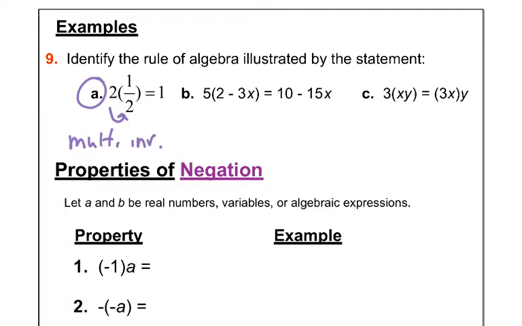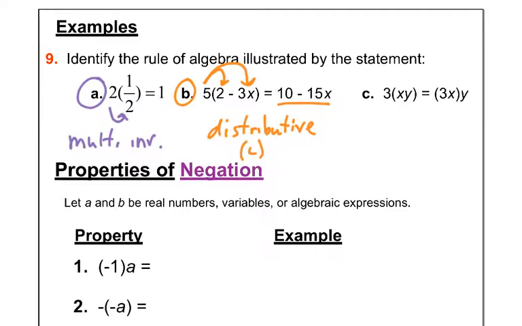How about for B? For B, it looks like I have a 5 multiplying 2 minus 3x. And I get this. How did I get that? Oh, it looks like 10 I got from doing 5 times 2. And the negative 15 was from doing minus 5 times 3x. Ah, I see. See what I'm doing? I'm multiplying and then adding or subtracting afterwards. That's called distributive. I distributed the 5 in. That's the distributive property. You can say that this is the left distributive property, but we're not really too picky about that.